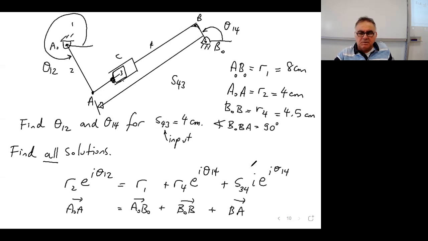Now, why this R4 e to the I theta 14 is clear, okay, because this angle is theta 14. But why do we have this I? The reason is that this BA is 90 degrees to B0B, which means that we rotate our vector by 90 degrees counterclockwise, and rotating 90 degrees counterclockwise means multiplying a vector with I. Okay, that's why we multiply it with I. Is that kind of clear?